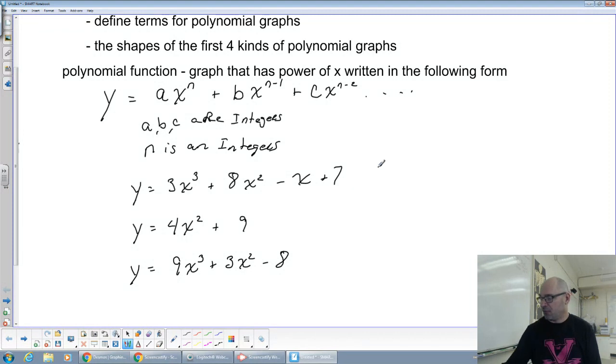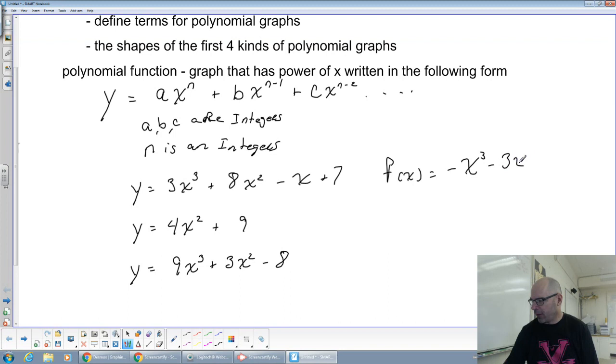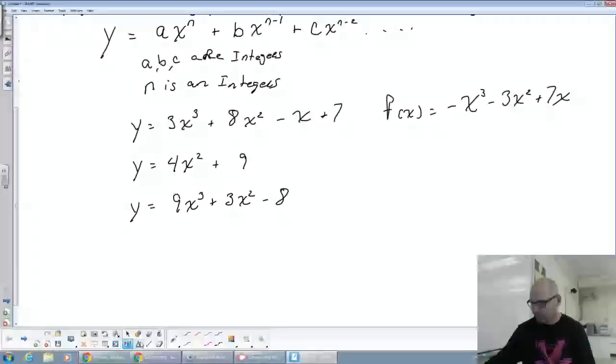Or sometimes they're written as f of x equals negative x cubed minus 3x squared plus 7x. Okay? So those are examples of polynomial functions. Now the degree of the polynomial function is the highest power of x in the function. Okay?